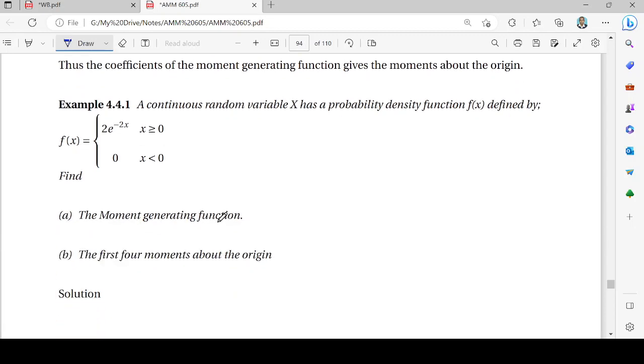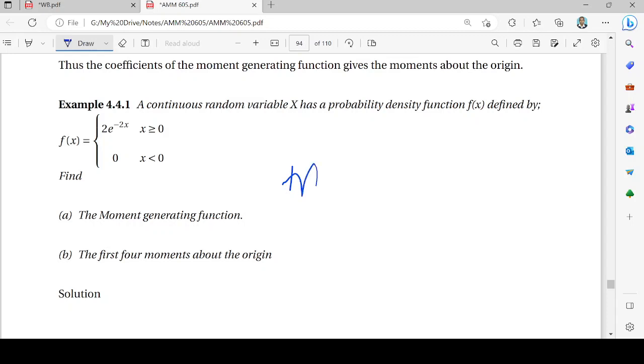Let's do an example. You're told that a continuous random variable has a probability density function f of x, and this probability density function is defined as 2 times e raised to power negative 2x whenever x is greater than or equal to 0, and is equal to 0 whenever x is less than 0. The problem here is to find the moment generating function and then find the first 4 moments about the origin.